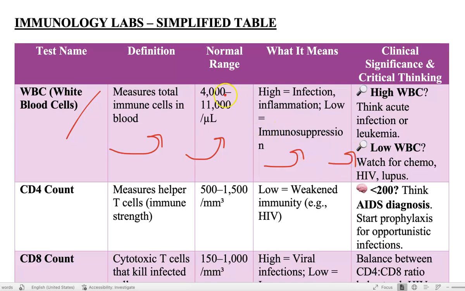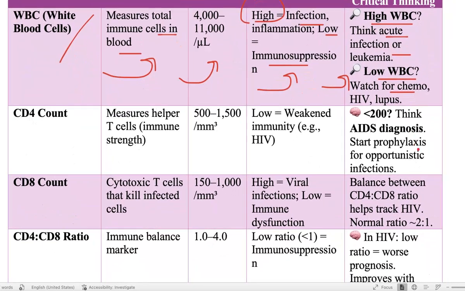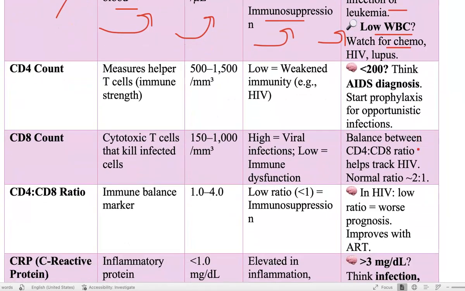Now look, with WBC, what does it do? It measures total immune cells in blood. Normal range is 4,000 to 11,000 per microliter. What does it really mean? When we have high WBC, it means infection. When we have low WBC, it means immunosuppression. So it's concerning too when your WBC is low. That means that you don't have anything in your body fighting for you. Clinical significance and critical thinking: high WBC, think acute infection or leukemia. Low WBC, watch for chemo, HIV, lupus, and so on and so forth. That means they are immunosuppressed.